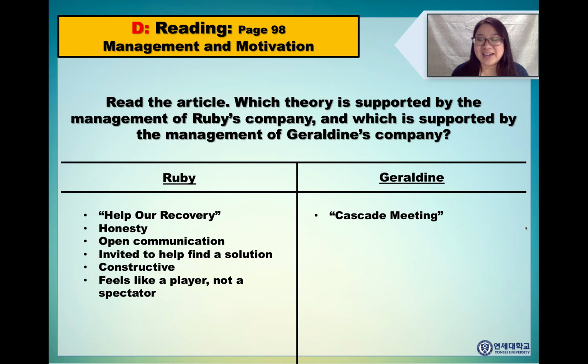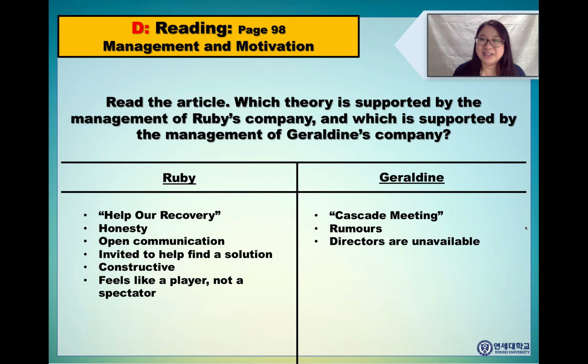Geraldine, on the other hand, went to a meeting called a Cascade meeting. This name doesn't tell us any information. It's actually very mysterious and can sound a little scary. When she went to the meeting, she only knew about rumors that she had heard.